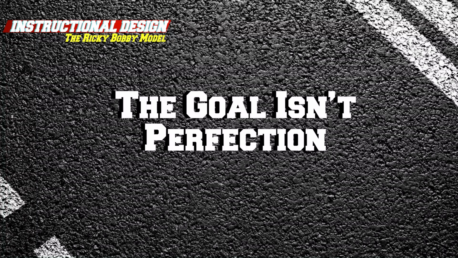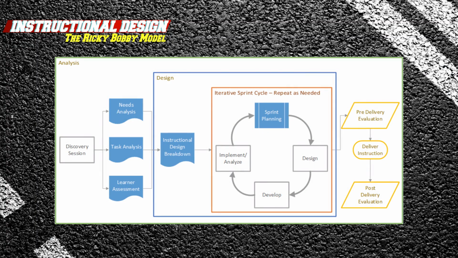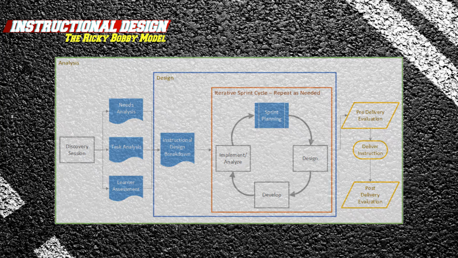If I were to sum up the Ricky Bobby model with a graphic, it would look like this. Discovery sessions elicit a needs analysis, task analysis, and learner assessment. That's fed into the design. The design drives the iterative sprint cycle: sprint planning, design, develop, and implement and analyze. These are like laps around the racetrack. Each lap is a sprint wherein the instructional analyst and the instructional designer observe and tweak the instruction along the way. Once it's determined to be released, it goes to the evaluation phase with a pre-delivery evaluation, instruction delivery, and a post-delivery evaluation. So that's what the Ricky Bobby model looks like.